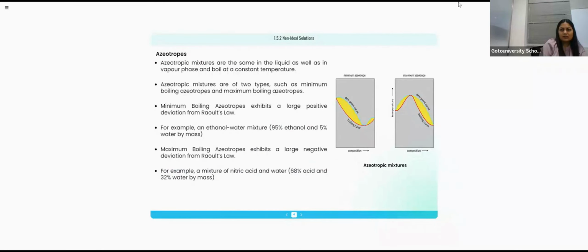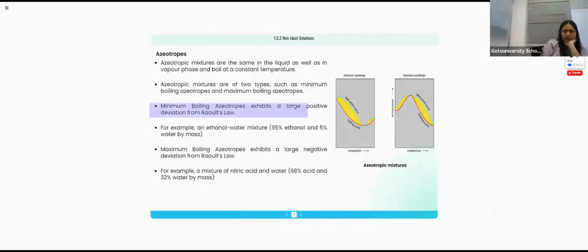And the last is azeotropes. What are azeotropes? These are mixtures that are present in liquid as well as in vapor phase, and they can boil at constant temperature. For azeotropes, there are two types of boiling points, minimum and maximum.